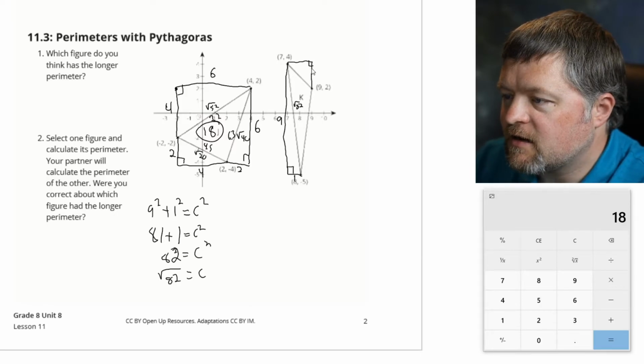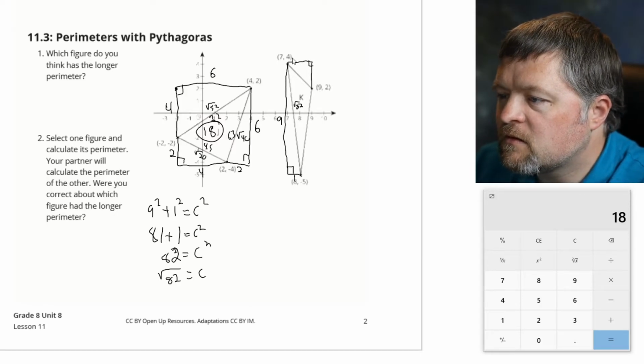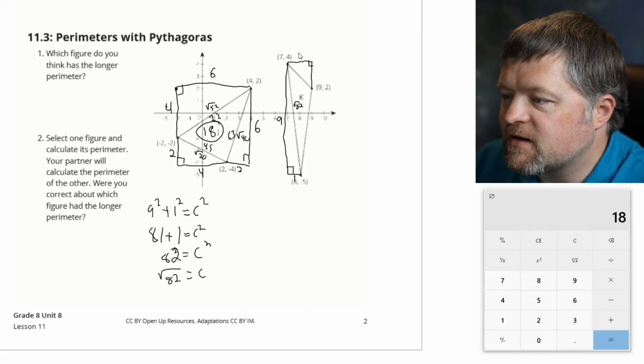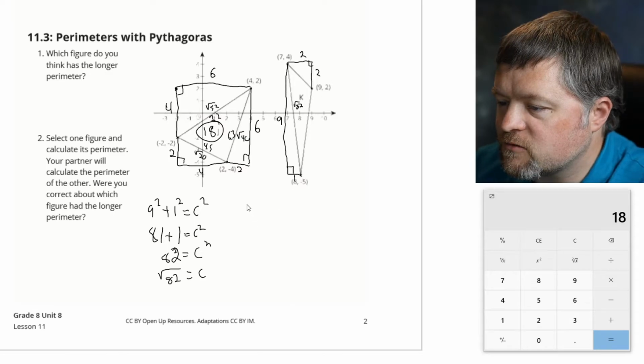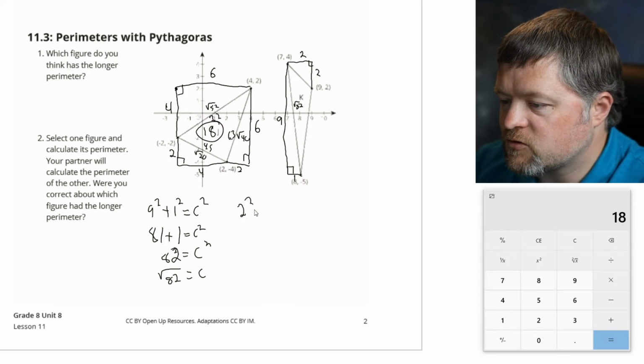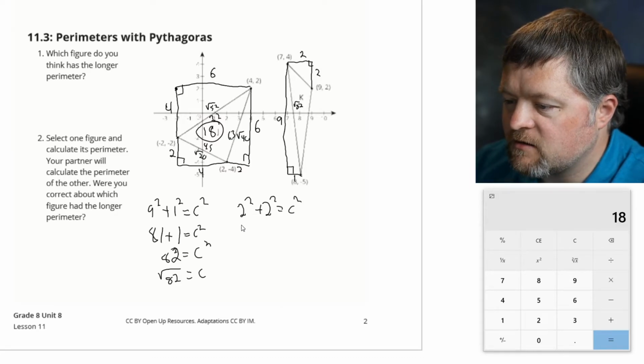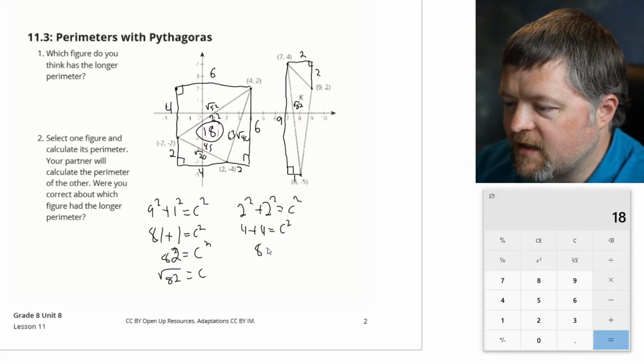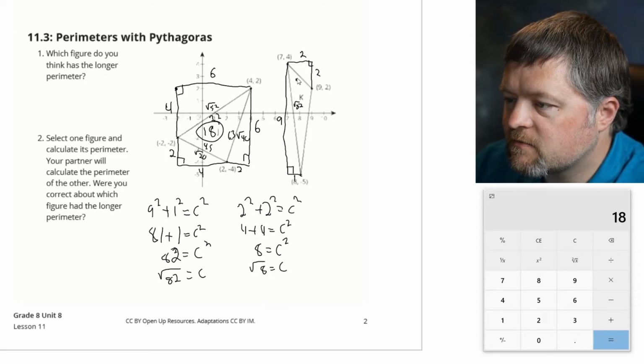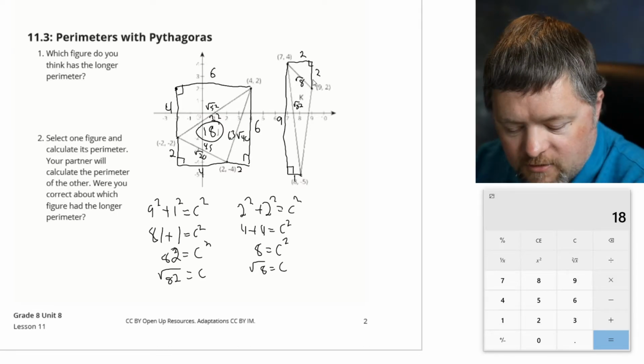Next side here, we go from 7 to 9, which is 2, and we go from 2 to 4, which is also 2. 2 squared plus 2 squared equals c squared. 4 plus 4 equals c squared. So 8 is equal to c squared. The square root of 8 is equal to c. Square root of 8.